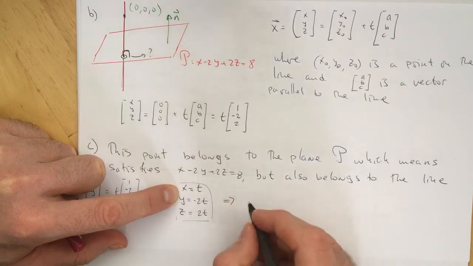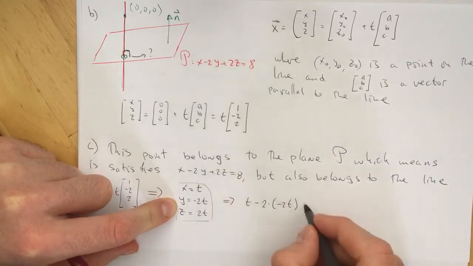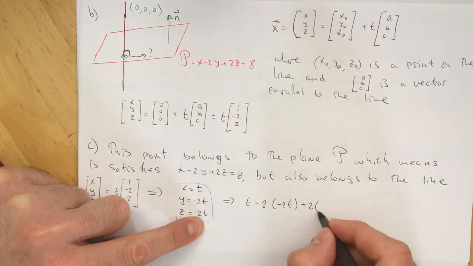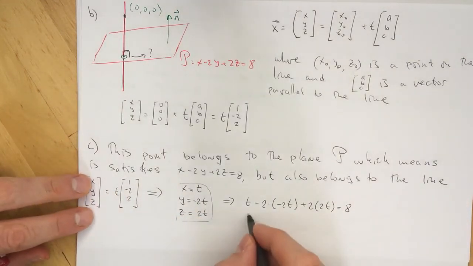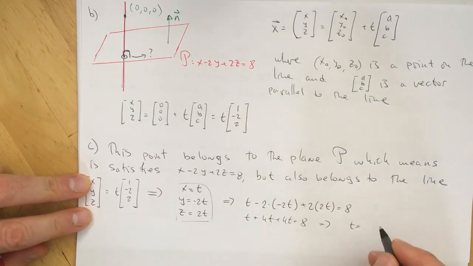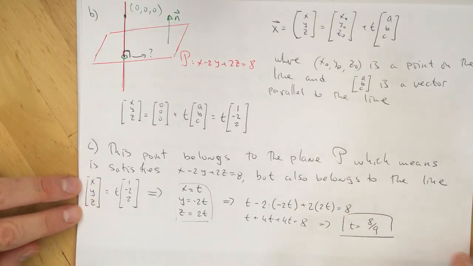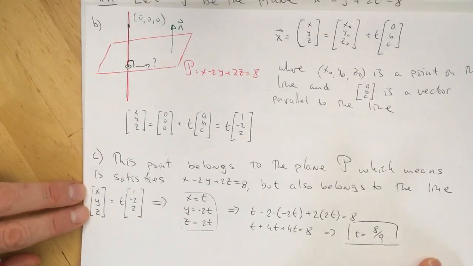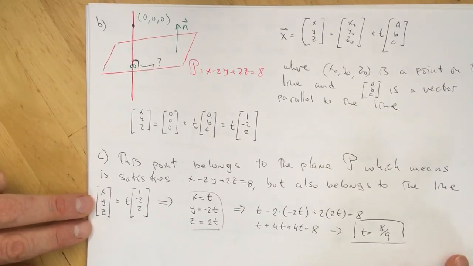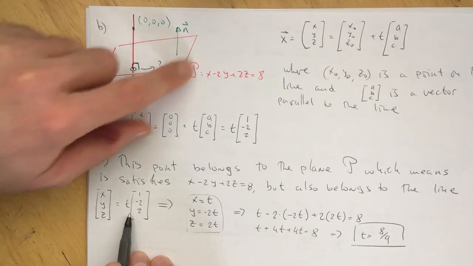So instead of x, I put t, minus 2 times y, which in terms of the parameter t is negative 2t, plus 2 times z, which in terms of t is 2t, and that's equal to 8. So this is very simple. t plus 4t plus 4t is equal to 8, and from here t is equal to 8 over 9. Because the equation of the line depends on the parameter t, it would be easiest to plug this parameter in the equation of the line, and then that will describe a point on that line. What point? Exactly the point where the line intersects the plane.